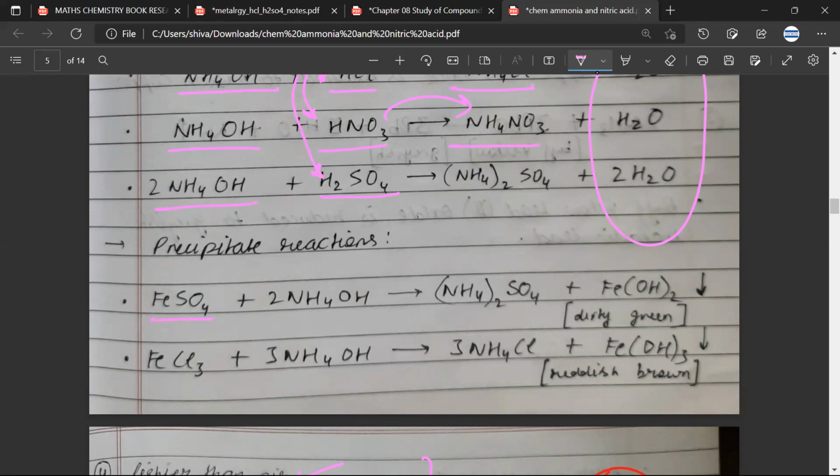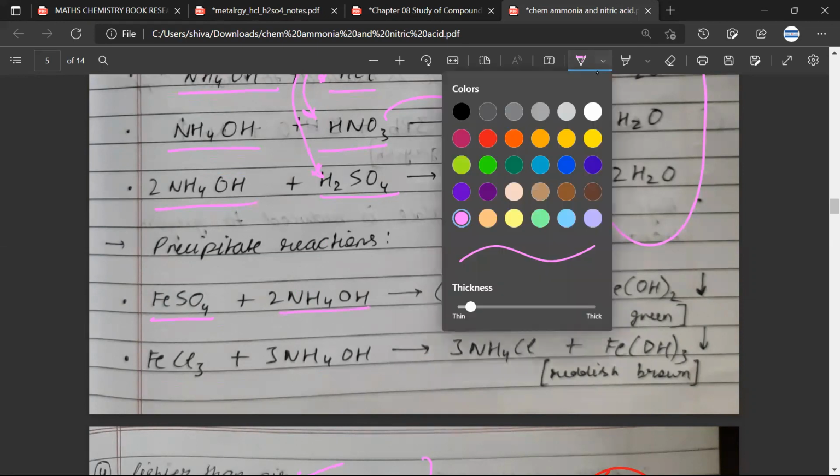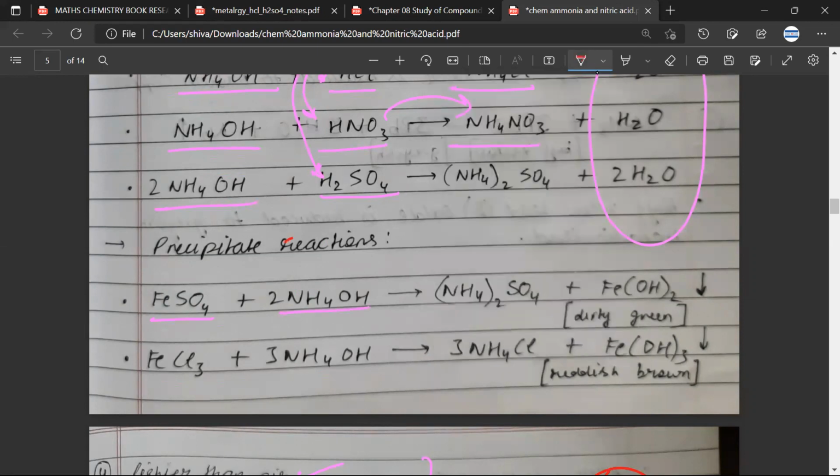Now FeSO4 plus 2NH4OH gives (NH4)2SO4, ammonium sulfate, plus Fe(OH)2. Now in each of the following reactions, the product will be a precipitate, that is, it is insoluble in the solution. Now iron hydroxide is dirty green.